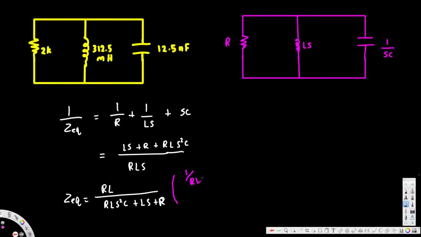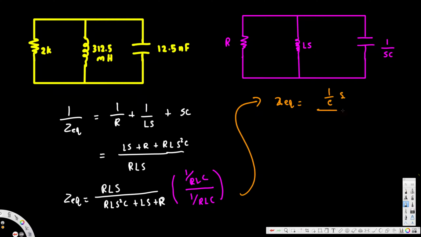We multiply this with 1 over RLC, then in the denominator we do the same thing. Oh, I forgot to copy the S right here. Here we have to have an S, so we multiply this with 1 over RLC, and if you do that, let's write the derived equation. If we multiply that, we get Z equivalent equal to 1 over C times S divided by S square plus 1 over RC times S plus 1 over LC. Okay, so this is our Z equivalent.